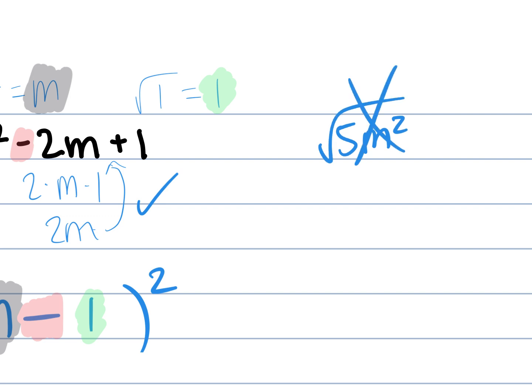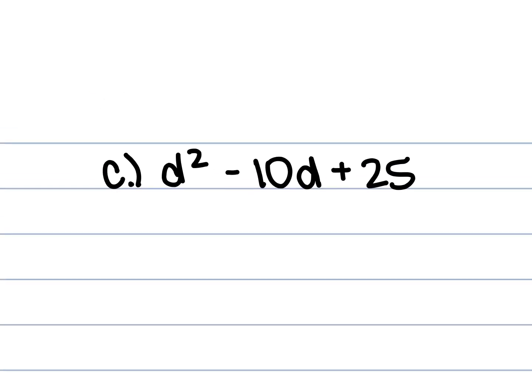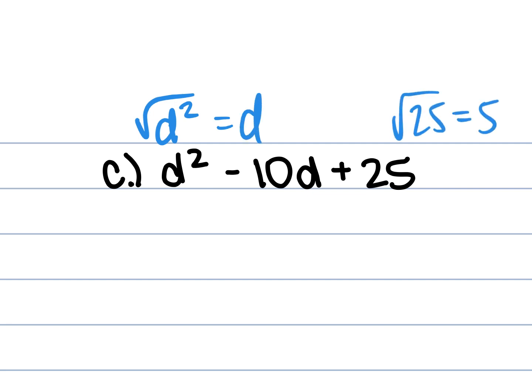All right, let's check out D. What do I do? Square root of d squared. What's the square root of d squared? What's the square root of 25? It's 5. It's good so far. What else do I have to check? 2 times d times 5. What's 2 times d times 5? 10d. Does it match? Yes.